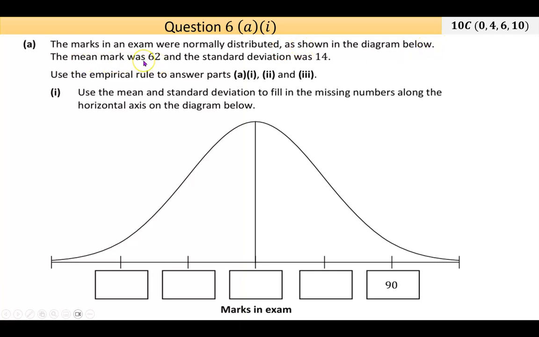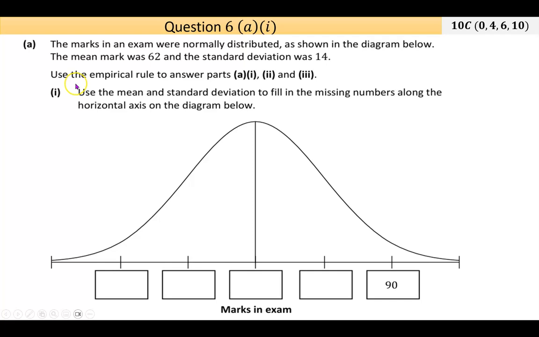The mean mark was 62. Now the mean is represented by this middle line, and in a perfectly normally distributed set of data, the mean, mode, and median would be the same number. If it's skewed right or left, you might have the mean being larger or smaller than the median and the mode. It just depends on the spread of the data. The standard deviation, so the deviation away from the mean, was 14.